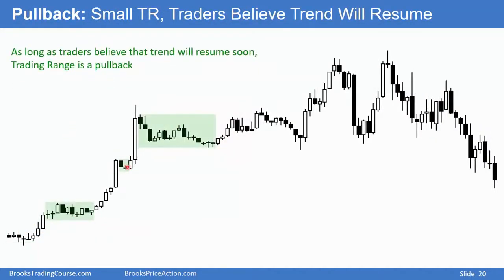Small trading range, the market probably resuming up, I would call it a pullback. Even this, probably resuming up, so I would call this small trading range a pullback as well. When that's the case, when you believe the market is going to continue up, it's usually better only to trade in the direction of the trend, in this case, buy.